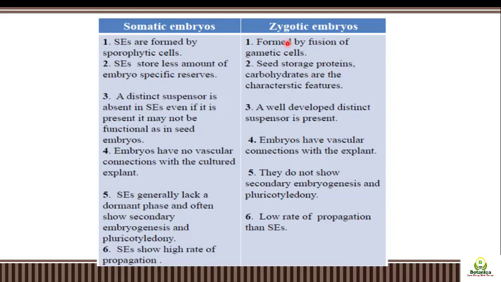While when we are talking about somatic embryos, these will always be from sporophytic cells, because we are isolating our explant, and the source of the explant is the sporophytic generation. So that's why these are always from sporophytic cells. Somatic embryos store a lesser amount of embryo-specific reserves, but seed storage proteins and carbohydrates are the characteristic features.